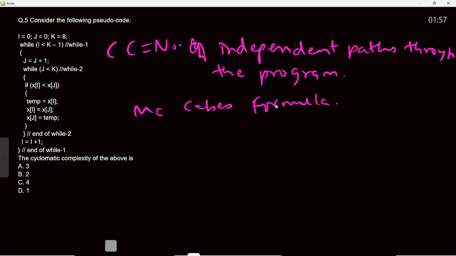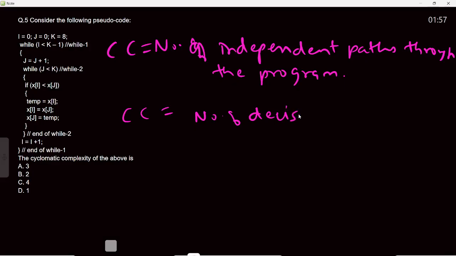But sorry, we don't need McCabe's formula for this. We can find it directly. In basic language, cyclomatic complexity is the number of decision points plus 1. If you know this much, you can solve this question. Now what are decision points? The points in the program where we are taking a decision.